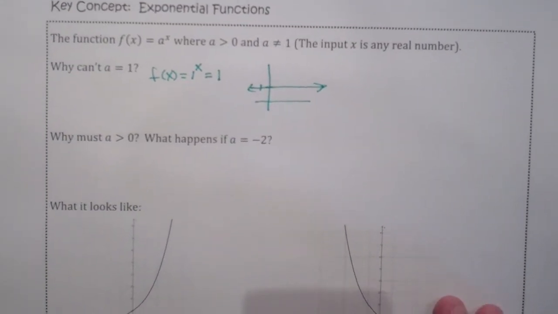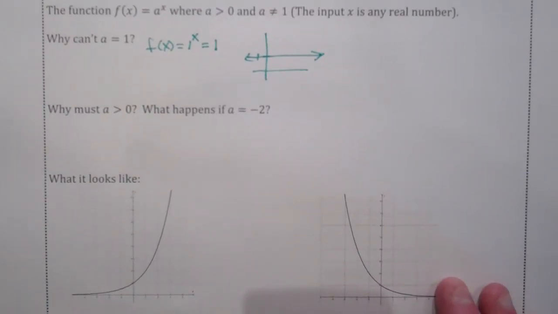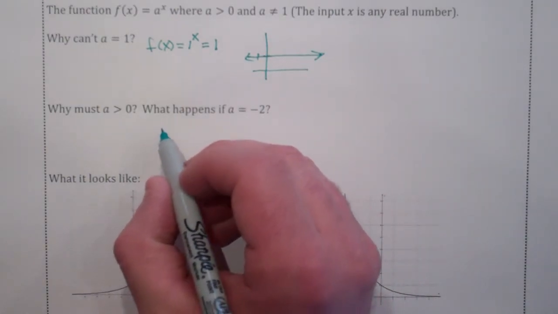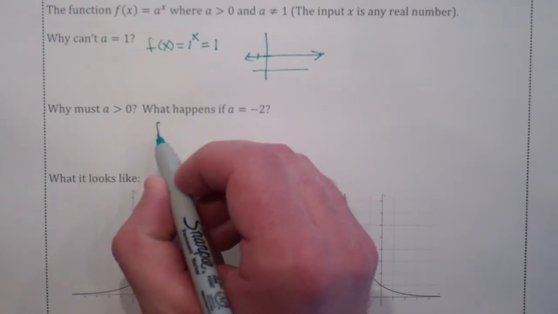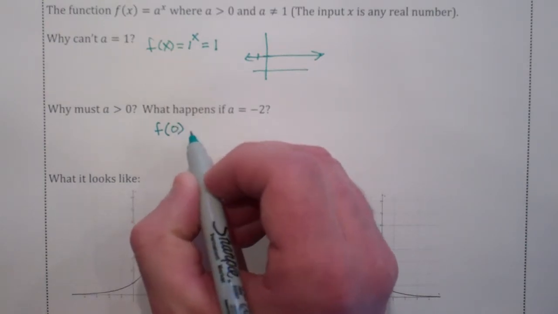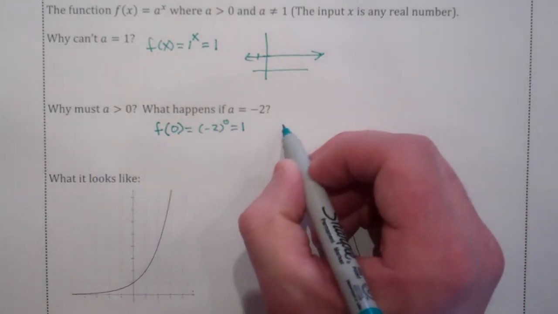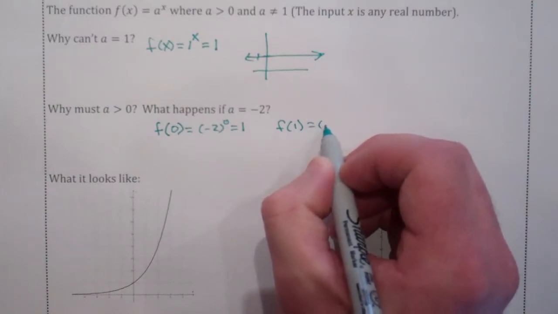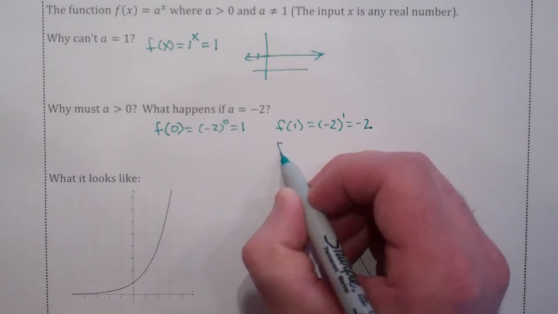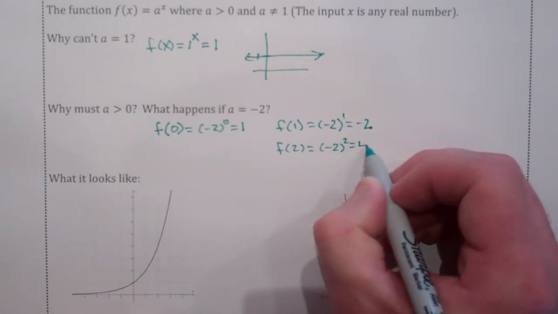So let's take a look at that second part here. I'll move this up just a bit. So if a is not greater than 0, so if a is negative, like -2, what's going to end up happening is something that's a little weird. f of 0 is equal to -2 to the 0 power, which is 1. And then f of 1 would be -2 to the first power, which is -2. And if we had f of 2, that would be -2 to the second power, which is 4.